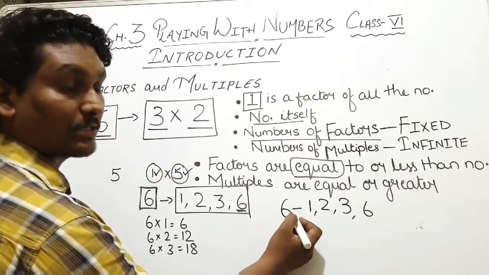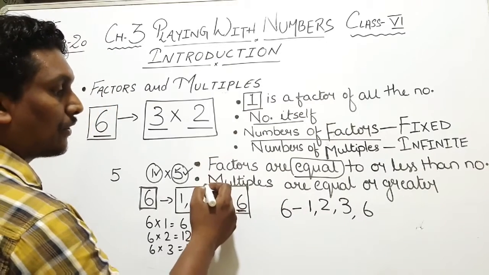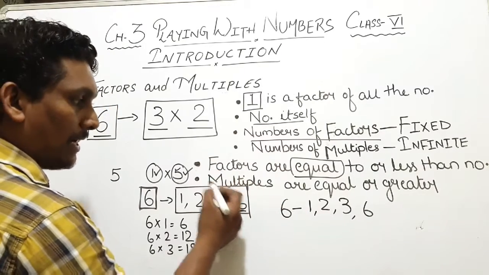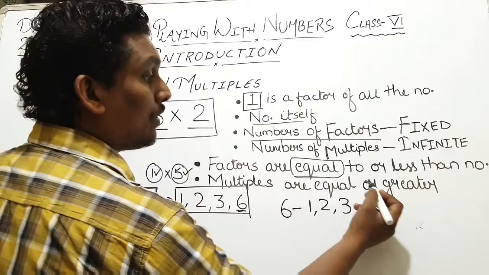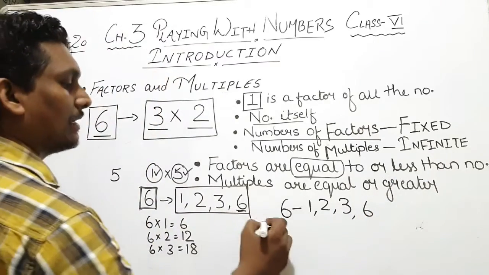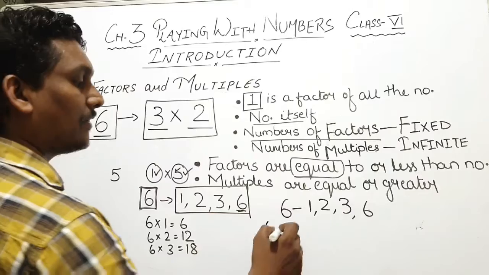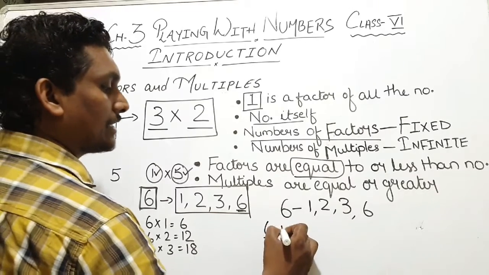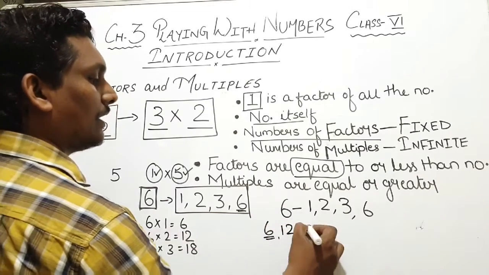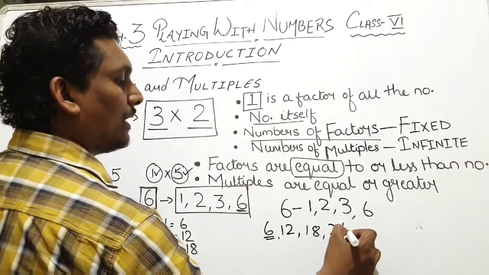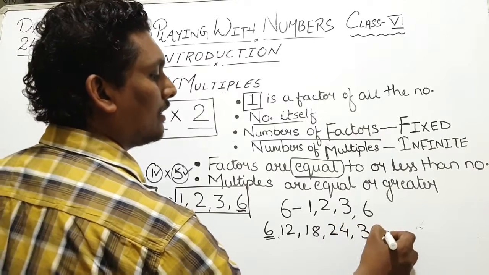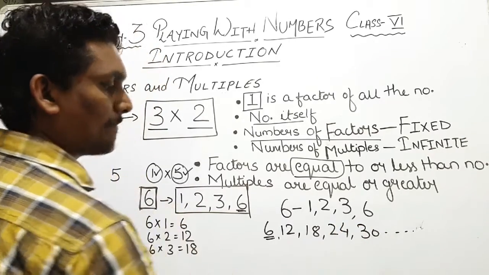Same way, when we talk about multiples, multiples are equal or greater. For example, 6 ones are 6, so 6 is equal to 6. Then when we compare the next multiples, 12, 18, 24, 30, they go on increasing.